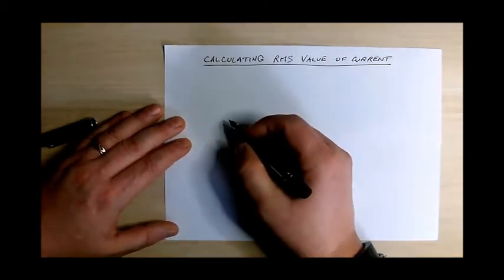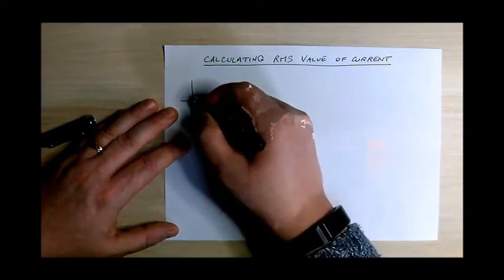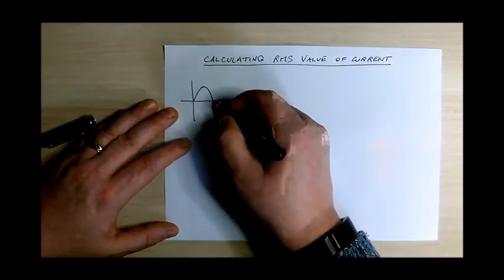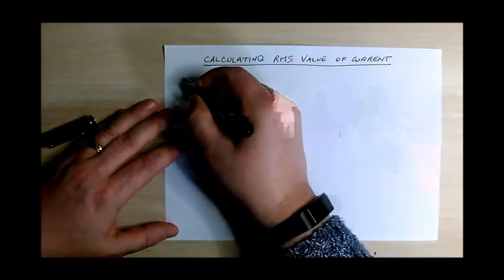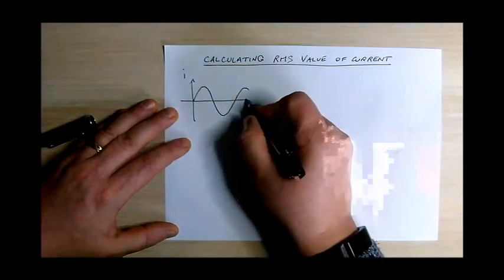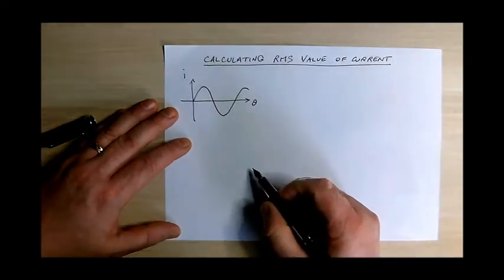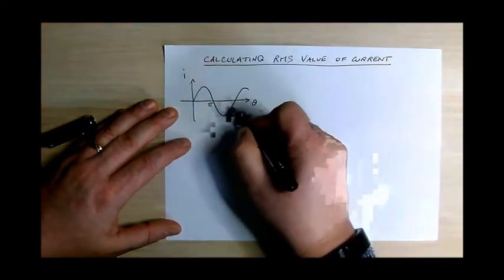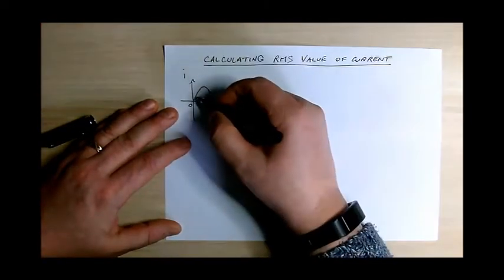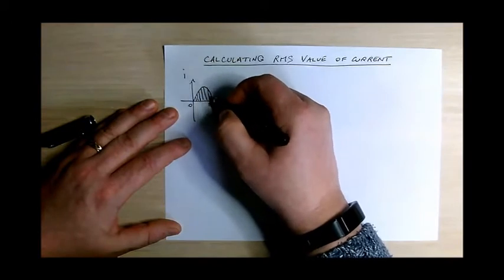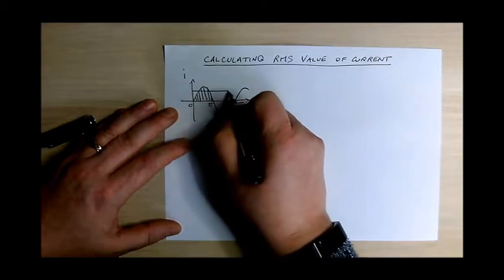So we're going to plot a current, something like this, a sine wave, and angle. And here we have pi and 2 pi and 0. So we want to work out the RMS figure over half a cycle, and therefore we will get a steady state figure for the current.